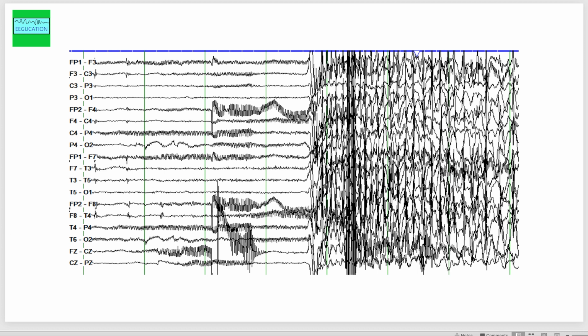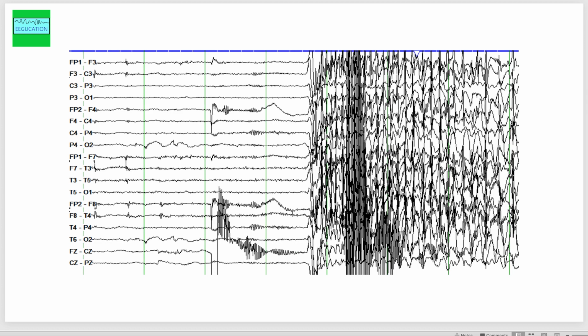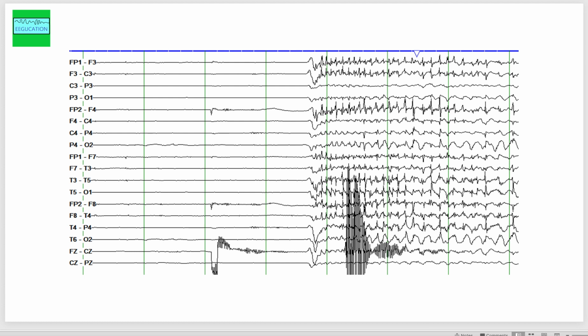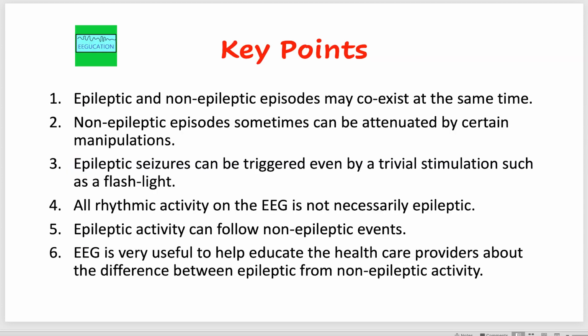So looking at the same slide using the notch filter, you can see that the 60 cycle artifact is gone, and then decreasing the gain, the same page appears somewhat like this. So you can see the seizure with less gain, less overlap between channels. So I hope you followed me through this EEG. There are some important lessons to be learned from this EEG. Number one, epileptic and non-epileptic episodes may coexist at the same time.